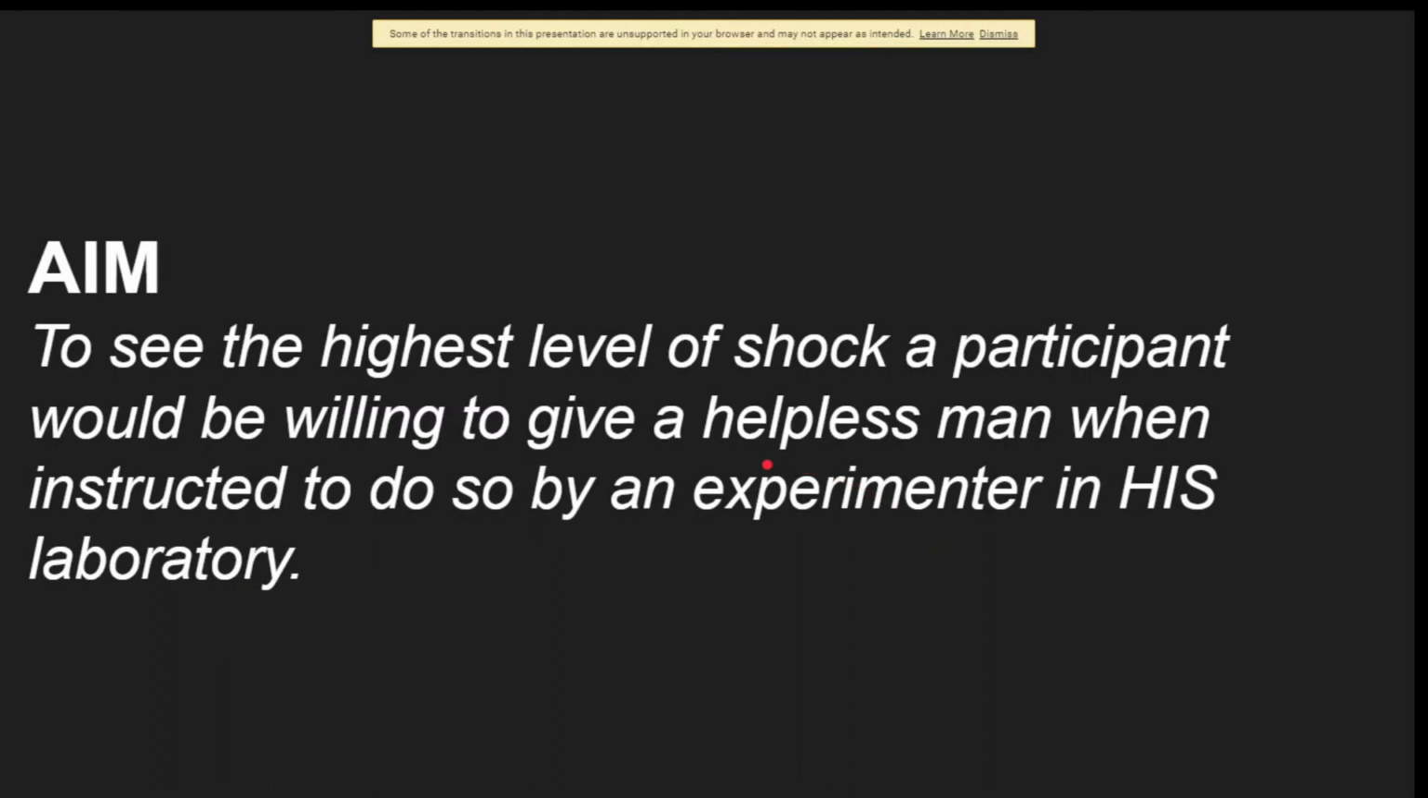The aim of the study was to see the highest level of electric shock that our participants would be willing to give to a helpless man if they were asked to do so by an experimenter in his laboratory. Notice how "his laboratory" is in all caps? It's because it signifies the authority. If a legitimate authority figure asks you to do something that usually goes against your principles, this will cause a moral strain, because as children we have always been instructed to obey authority, but we have also been instructed not to harm people. So there will be a conflict, and we want to see the level of obedience that will result from this.